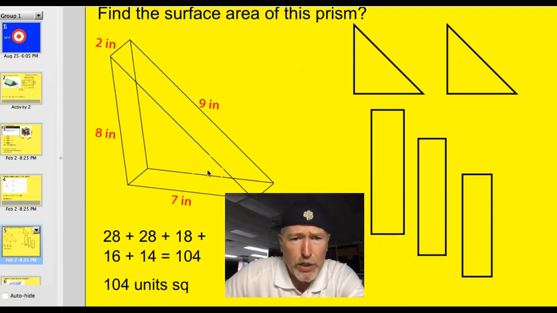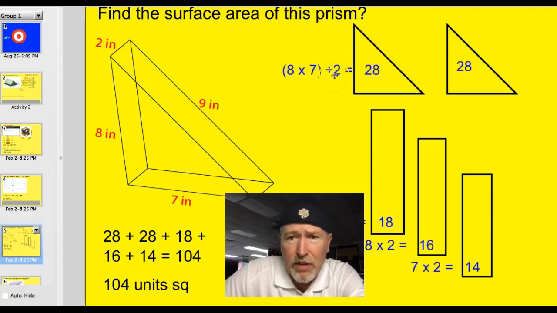So we have this triangular prism here, and we need to find the surface area of it. Well, you can see I drew out my little nets. I got a couple of triangles, and let's just start with those. We've got a base of 7 and a height of 8. So, 8 times 7 is 56. And we divide that by 2, we're going to get a total of 28. So we have 28 for each of those triangles. That's the area. It's the same as base times height, or 1/2 base times height. I just divided instead of multiplied by 1/2 in that situation.